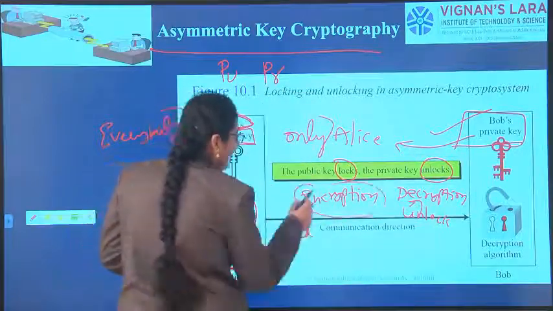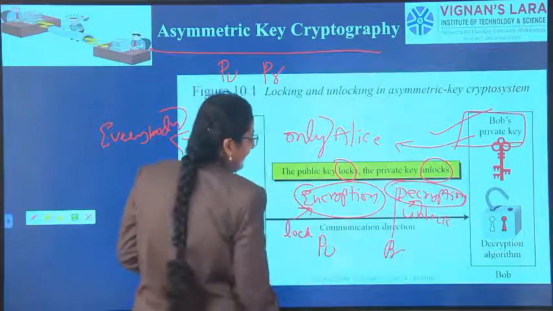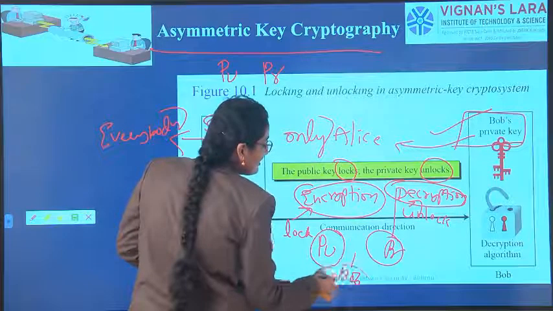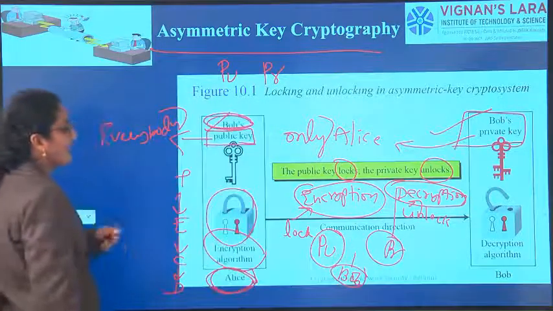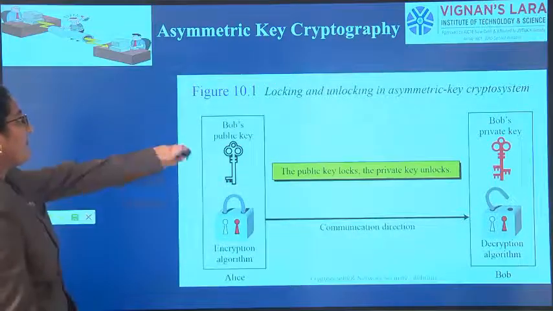So for encryption we are using public key. For decryption we are using private key. This public key and private key both are Bob's only, meaning sender's public key and sender's private key only. So this is what is happening in asymmetric key cryptography.